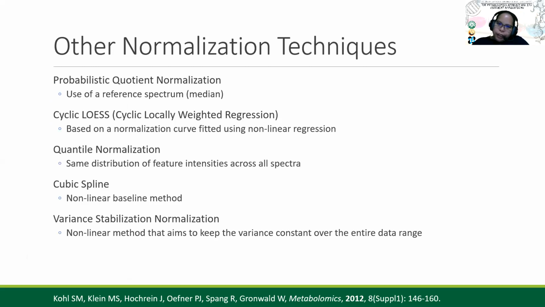There are still other normalization techniques. Some of them are mentioned here, like probabilistic quotient normalization, cyclic Lowess, quantile normalization, cubic spline, variance stabilization normalization. These are actually normalization techniques that have been previously used for genomics data that are also currently being explored for use in metabolomics data.